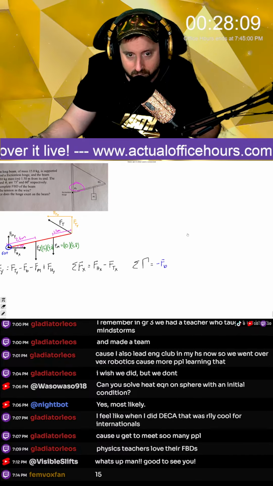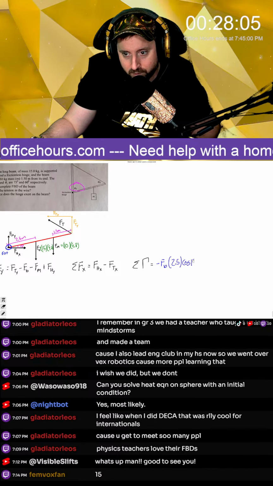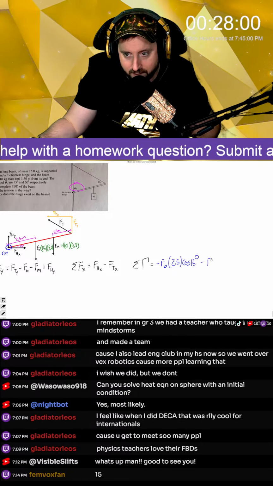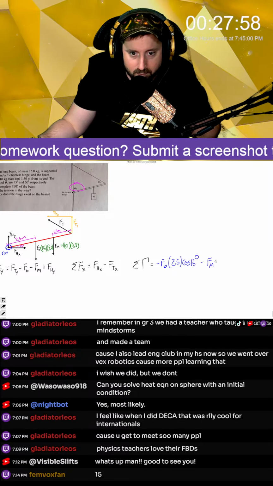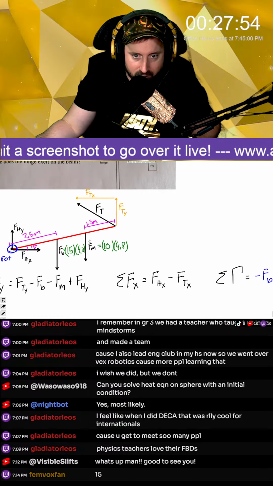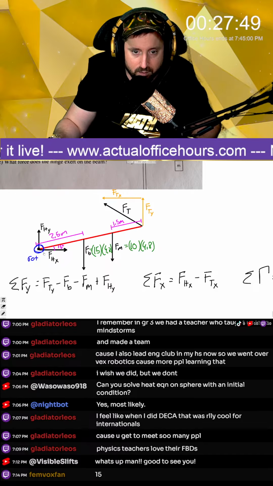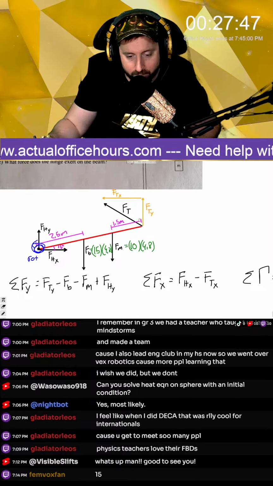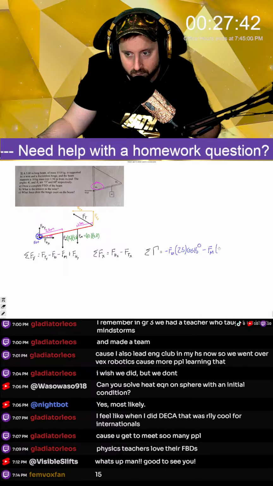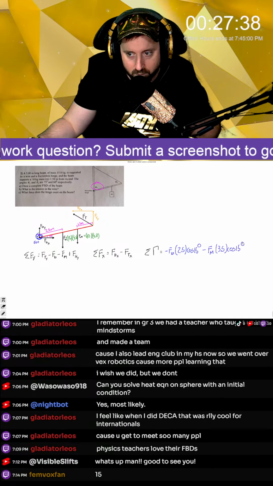So I'm going to say minus FB, then I'm going to say 2.5 cosine of 15 degrees. And then this one is minus FM. And then same thing, that we need a distance. Well, if this is 1.5 from the end to here, then from here to here has to be 3.5 for the whole thing to be 5. So that's going to be 3.5 cosine of 15 degrees.